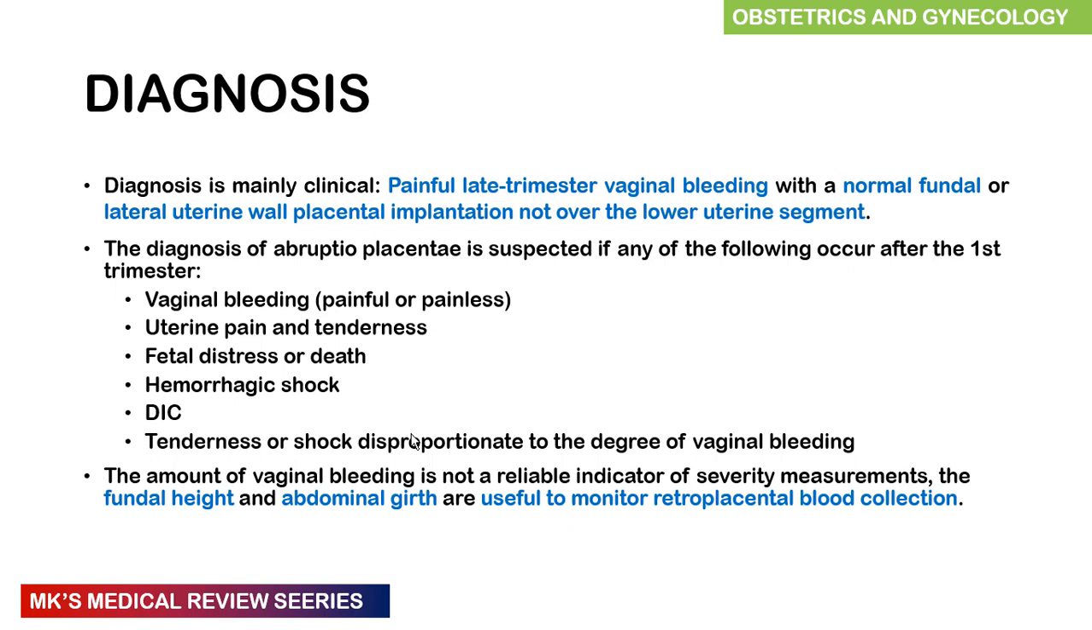Then, of course, the amount of vaginal bleeding is not really a reliable indicator of severity. Remember that we can actually lose a little amount of blood and this woman could be shocked and it could actually be confusing. The reason why this could happen is because you could sometimes have a concealed hematoma. Now remember that here the fundal height and the abdominal girth are going to be useful to actually monitor the retroplacental blood collection. Now what investigations are we going to do?